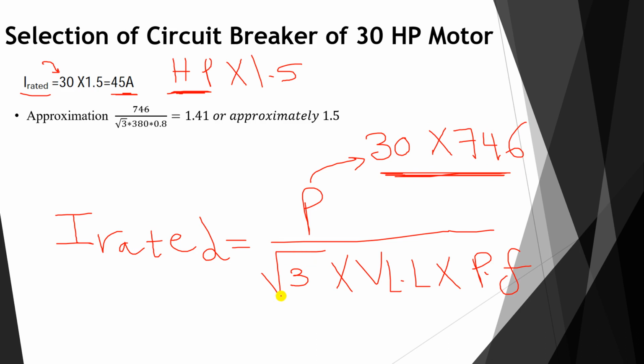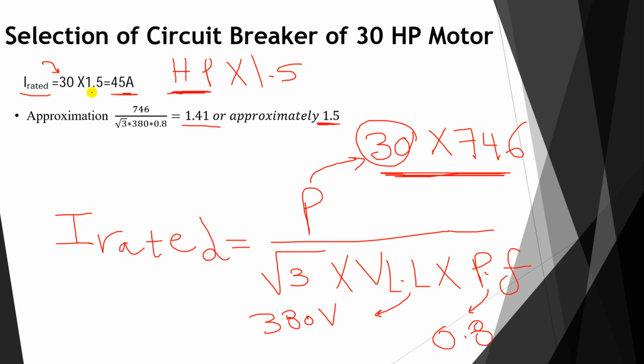Divided by root 3 and V line to line, the line to line voltage, which is dependent on the country. As an example, I'm using here the voltage in my own country, which is 380 volt, and assuming a power factor of 0.8. So if you take 746 divided by root 3 multiplied by 380 multiplied by 0.8, all of this will give us 1.4 or approximately 1.5, which I'm using here. So you can see 30 horsepower multiplied by the result of all of this, which is 1.5.